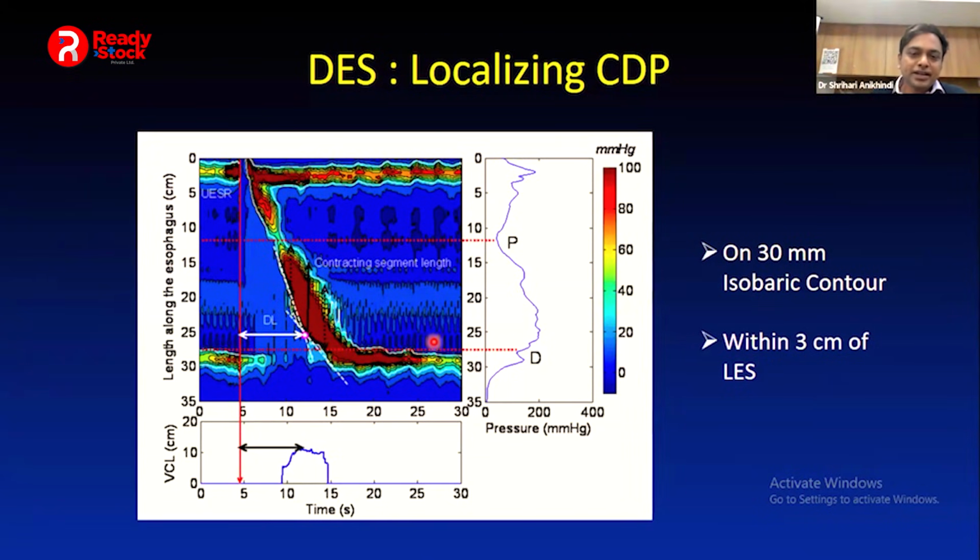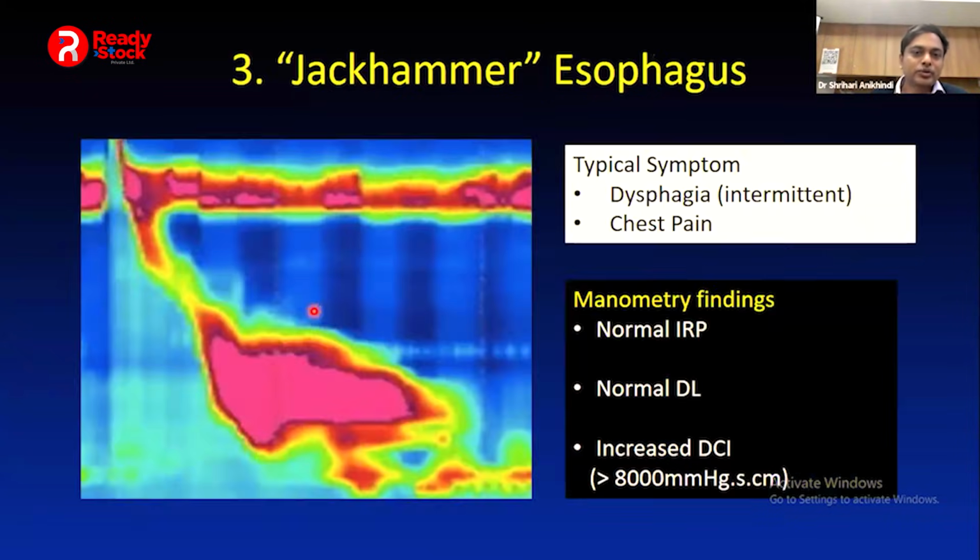So your CDP has to be on the 30 millimeter isobaric contour line and it has to be within 3 centimeters of the LES. So make sure that your distal latency is not going very high up. It has to be within 3 centimeters of the LES and within 30 millimeters of the isobaric contour.